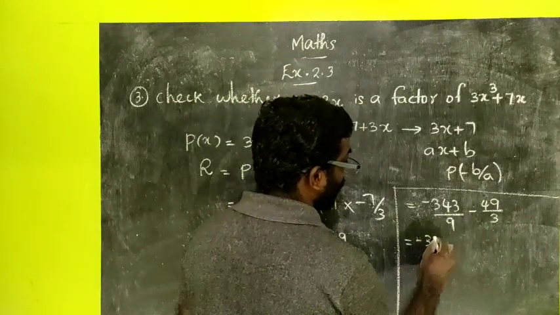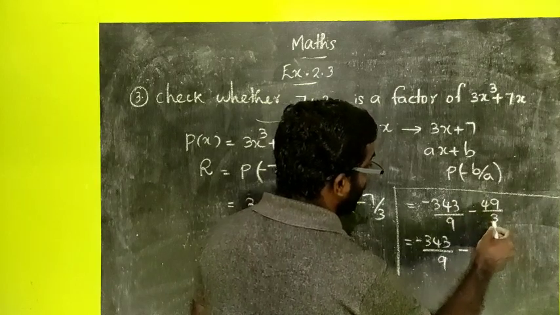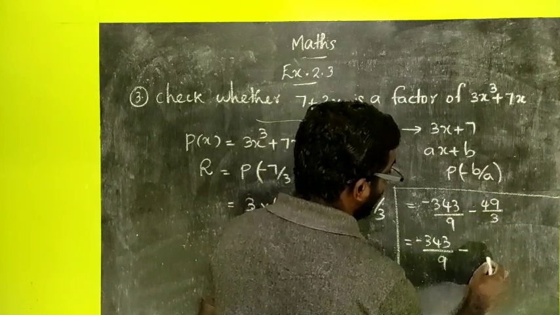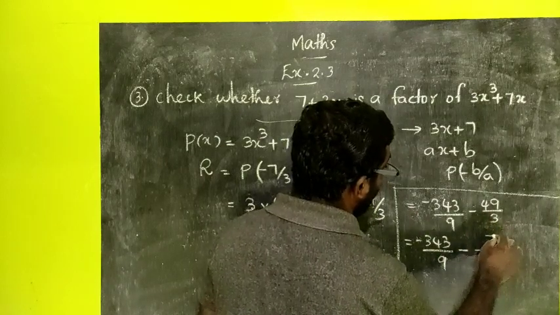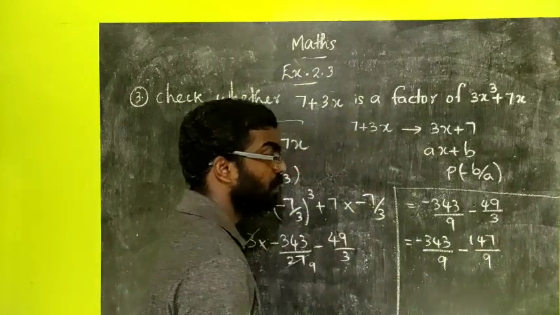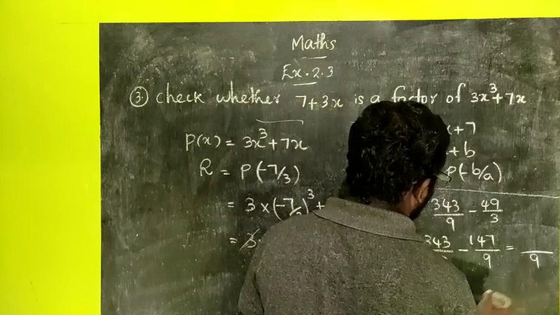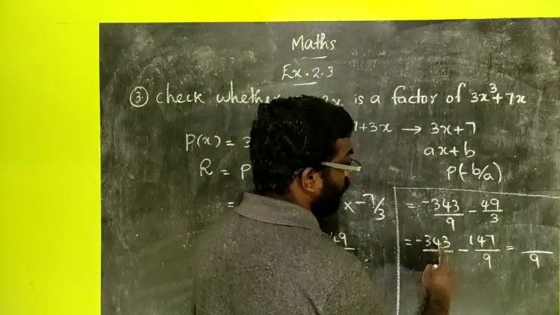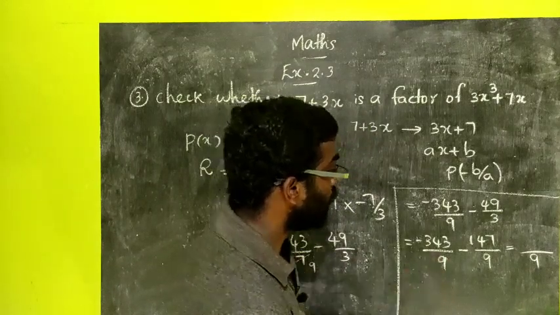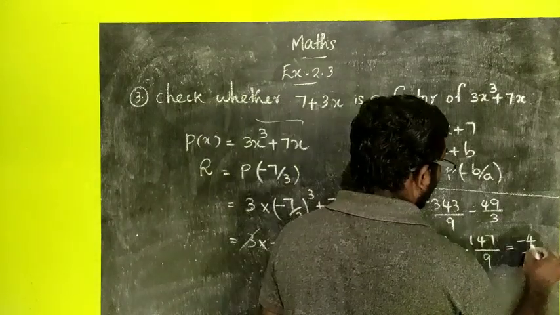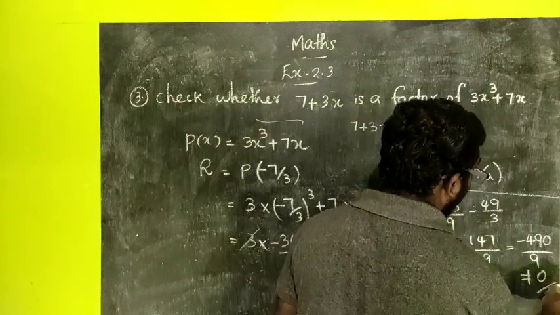Which is equal to minus 343 by 9 minus 49 by 3. Here we can multiply both numerator and denominator by 3. So 3 3s are 9, and 49 into 3 is 147. Okay. So that will be equal to, with 9 as the common denominator, minus 343 minus 147. So what will be the answer? Minus 490 by 9. Okay, minus 490 by 9, which is not equal to 0.